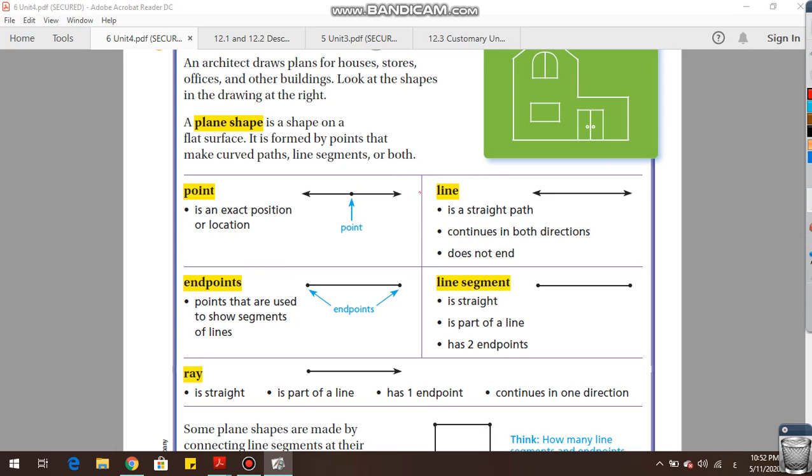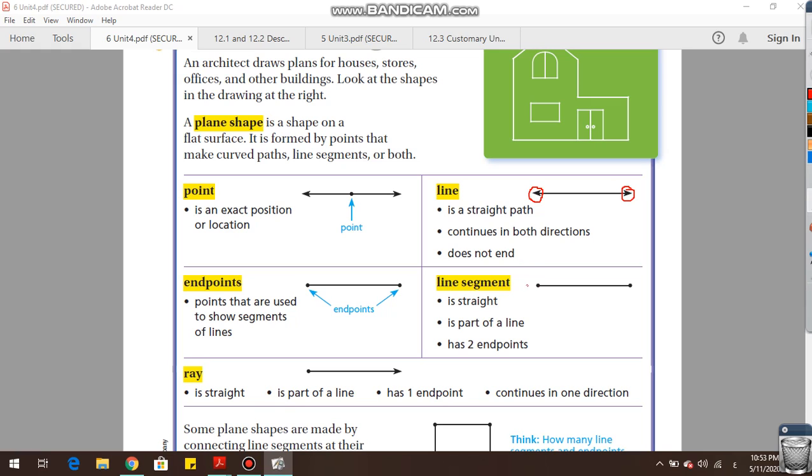I have lines, but with lines, we have many types. Actually, we have three types of lines. The first type is called a line. What is the meaning of a line? A line is a straight path that continues in both directions and does not end. What does it mean? A line is a straight line that doesn't have a starting point or ending point. So I don't know where it starts or where it's going to end. As you can see, I have an arrow here and an arrow here. Arrow means I don't know the starting point or the ending point. That's a line. I have another type of line.